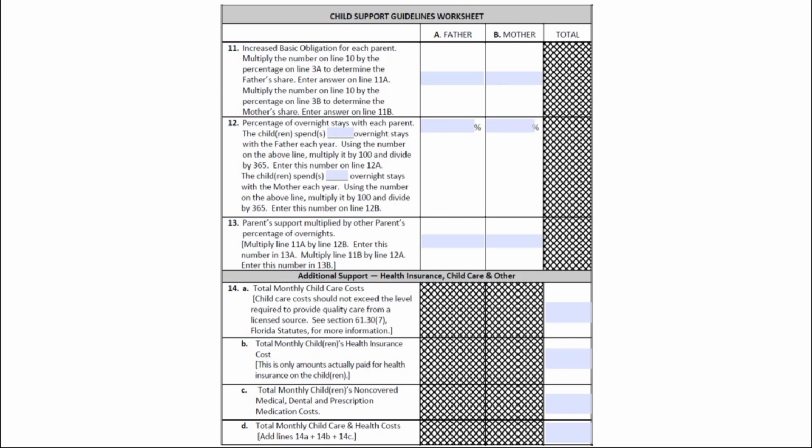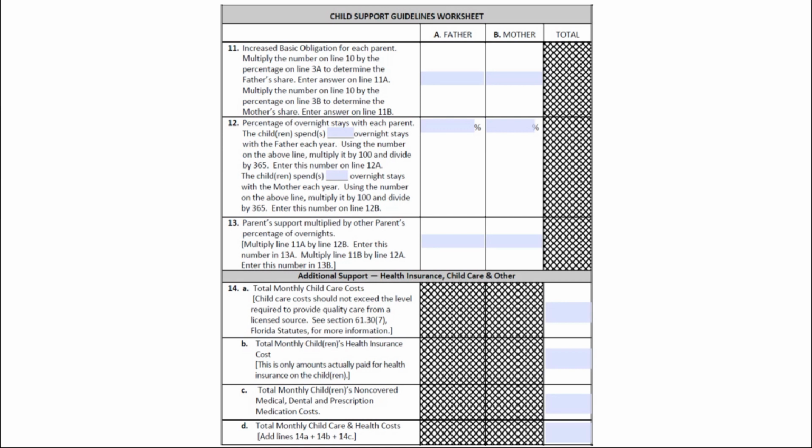If you know the exact number of overnights that the child or children spends with the father each year, put this number into the space provided in section 12. Using the number on the line above, multiply it by 100 and divide by 365. This number is the percentage of overnights that the father has in a calendar year. Put this number in line 12A.